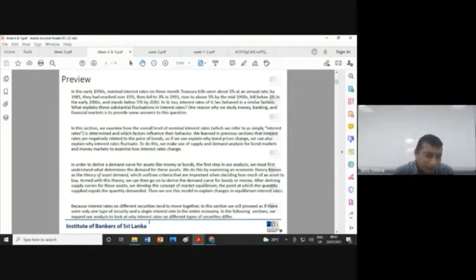Right? In late 2008-9, Sri Lanka's treasury bill interest rates were almost at 20%. In the 1980s, it was closer to 20%. At times, it was more than 20%. Right? There are reasons why interest rates behave like that. We'll be able to see such with the concept of the Fisher equation and real interest rates as we move on and discuss.